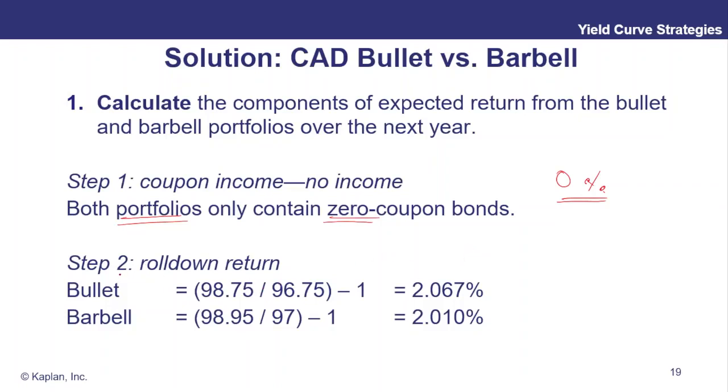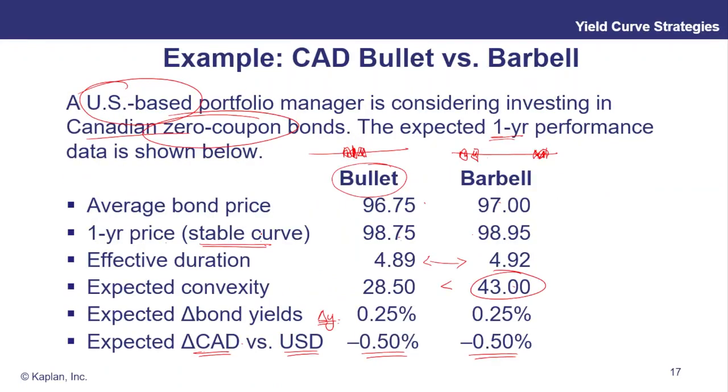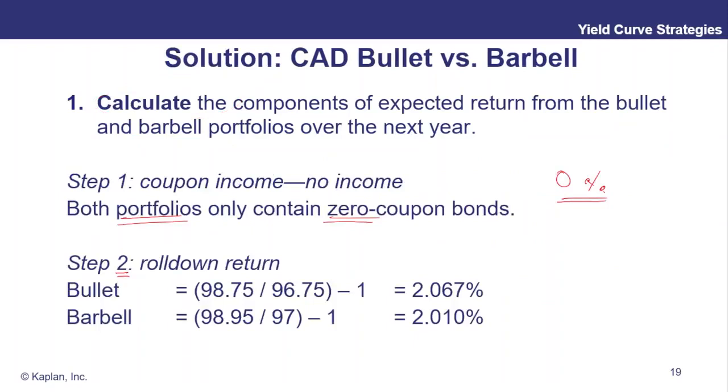Step 2, roll down return. Okay, now that's actually relatively easy as well, because we just take these prices that we're going to roll down to, compare them to the prices that we started with. So divide end by start and subtract the 1, and we end up with a roll down return. A slightly higher roll down return for the bullet. All right, 2.067% versus 2.01% for the barbell. Okay.